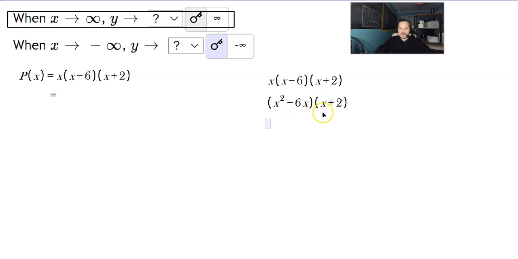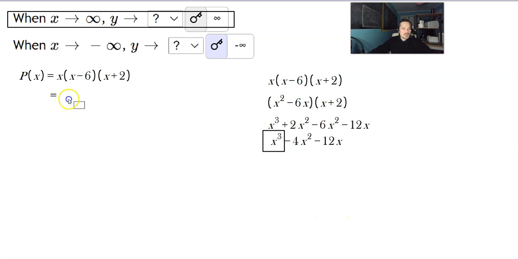So x squared times x is x cubed. Then x squared times 2, so plus 2x squared. Then negative 6x times x gives you negative 6x squared. And then negative 6x times 2 gives you negative 12x. Now you simplify because the middle terms have the same degree. So x cubed, minus 4x squared, minus 12x. Now in this form I can tell that x cubed is the leading term.